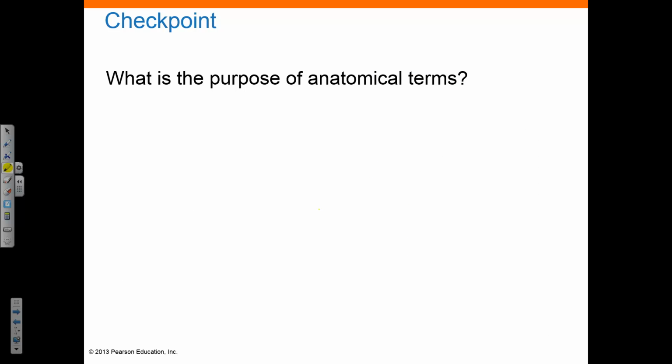Let's review with a checkpoint. What is the purpose of anatomical terms? Please feel free to pause the lecture while you formulate your response. Anatomical terms give us standard language to use when describing the body.